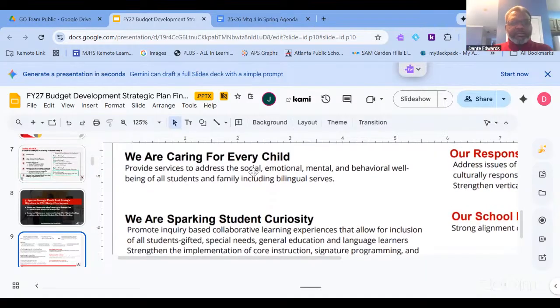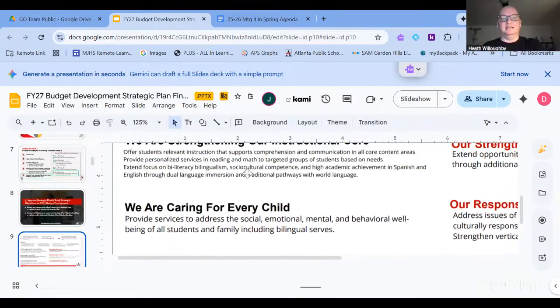This one? No. Keep going. One up. More. Right there, this one? The very last sentence. Okay.